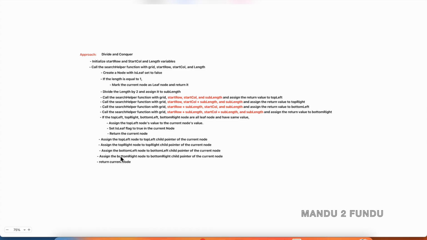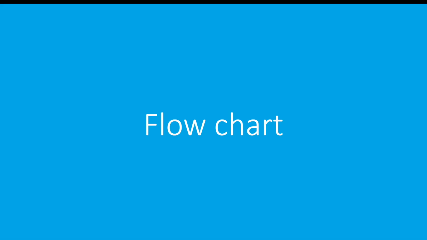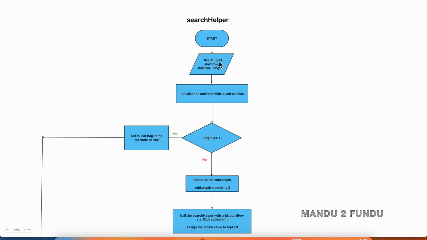Let's look at the flowchart. Input for this search helper procedure is the grid, start row index, start column index, and length of the grid. First we initialize the current node with the isLeaf flag as false.